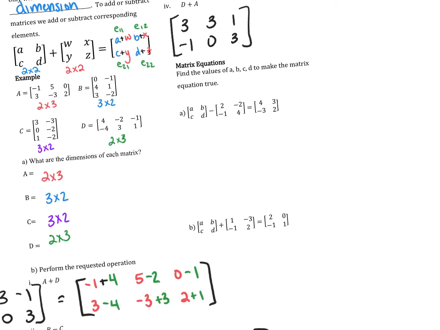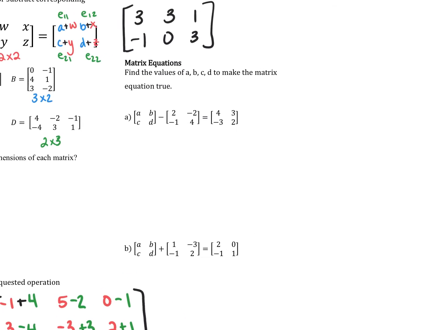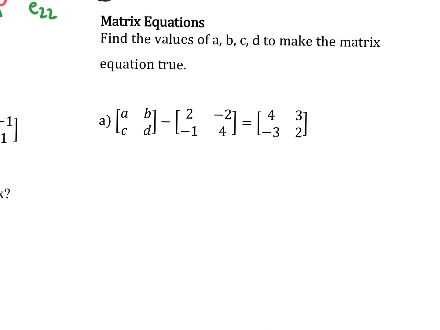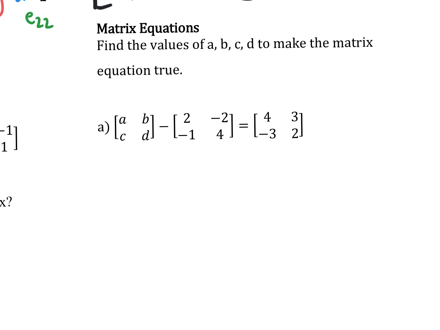All right, matrix equations. Find the values of A, B, C, D to make the matrix equation true. So look here. I give you a matrix of elements A, B, C, and D. I'm telling you it's minus that, and it has to equal those numbers on the end. Everybody got that? So these are called matrix equations. And here's what happens. To set up a matrix equation, I know that when I do A minus 2, what does it have to equal?